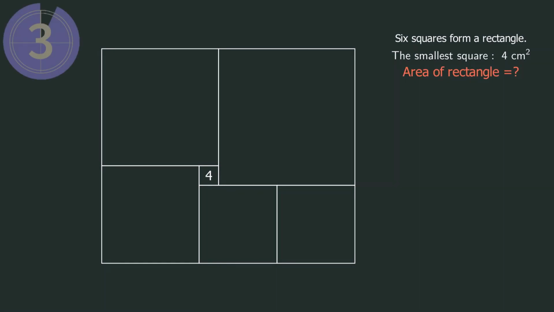As shown in the picture, 6 squares form a rectangle. The smallest square has an area of 4 square centimeters. Question: what is the area of the rectangle?